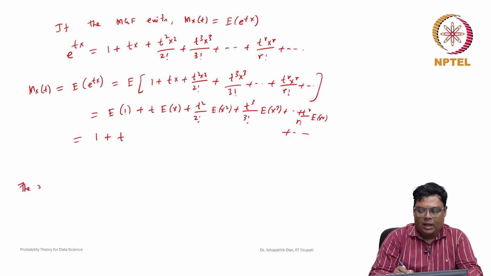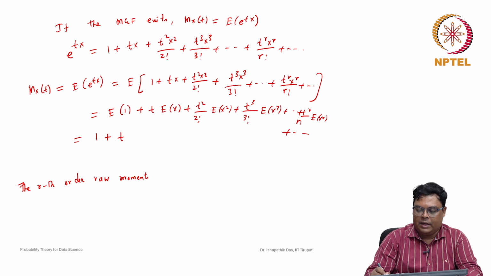The rth order raw moment is defined as, so we denote it as mu r dash. This is nothing but the expected value of X to the power r. So you can see that for r equal to 0, mu 0 dash, we can also write, it is the expected value of X to the power 0, which is 1. So this is nothing but 1.